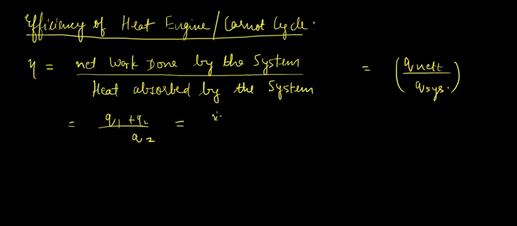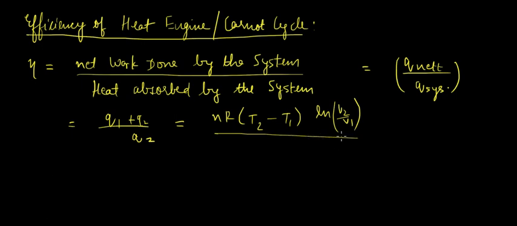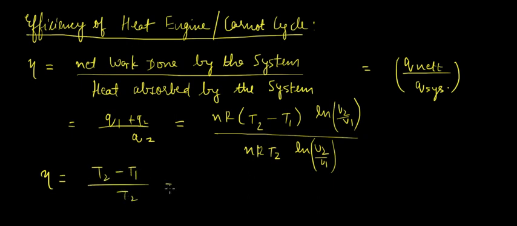So Q1 plus Q2 can be written as nR (T2 minus T1) ln V2 upon V1. This is just the negative of the work done divided by nR T2 ln V2 upon V1, which would be the Q2. Okay. So eta would be equal to simply T2 minus T1 divided by T2. Okay, which is also the ratio of Q1 plus Q2 divided by Q2.